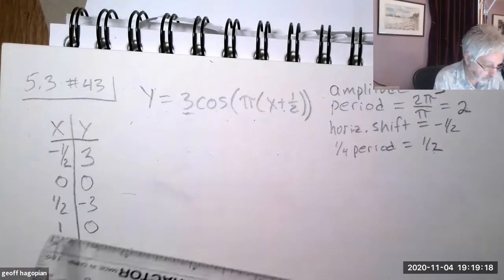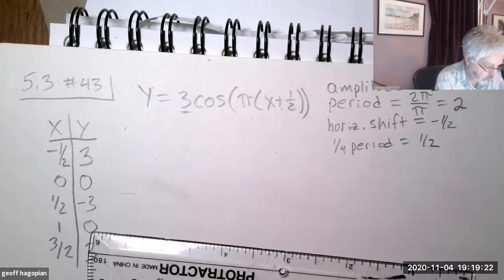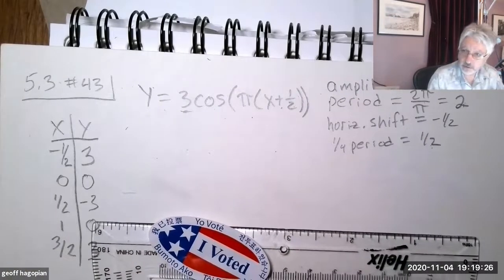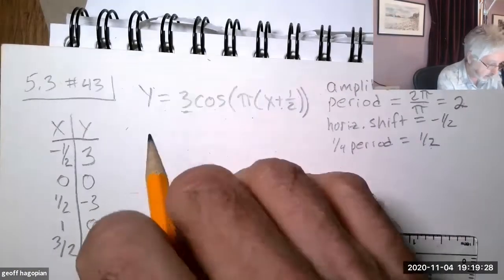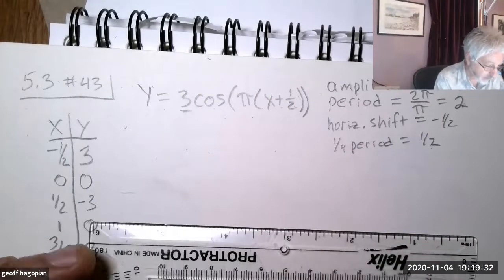And so when we make the graph, we will, oh, look, I've got my I voted sticker. That makes me virtuous. I'm virtue signaling. I don't know how that got there. Okay.